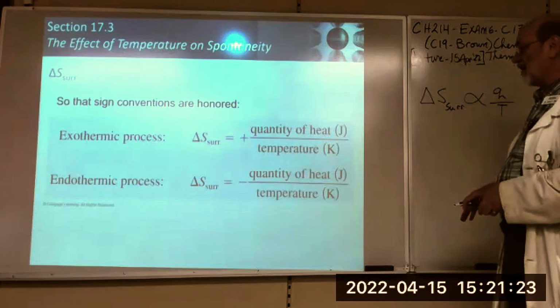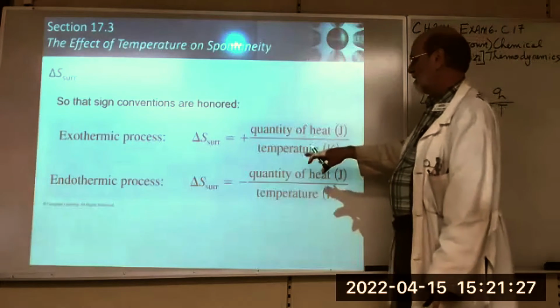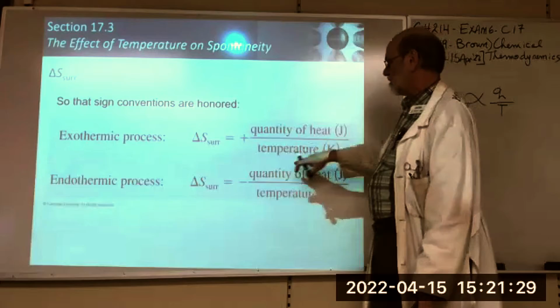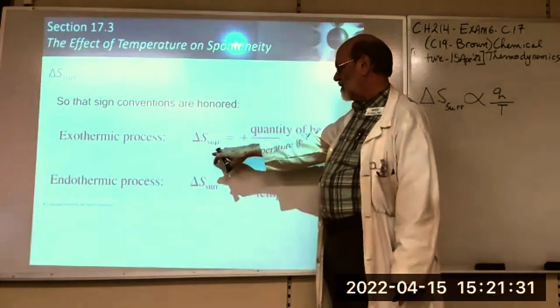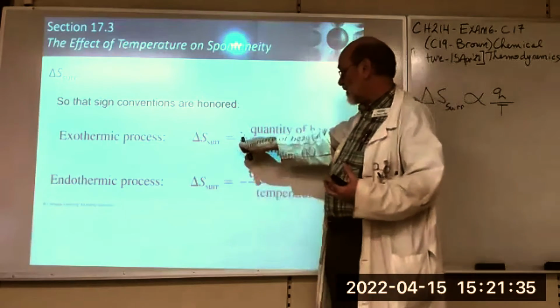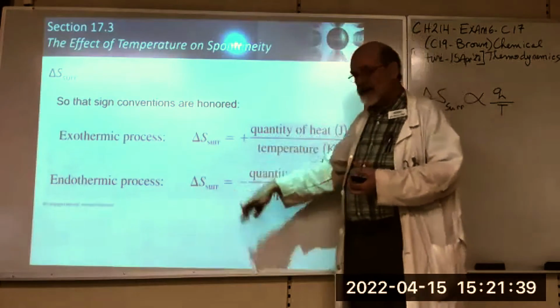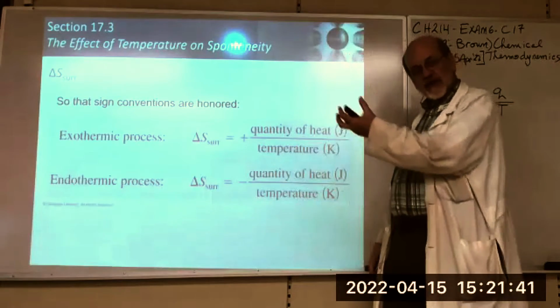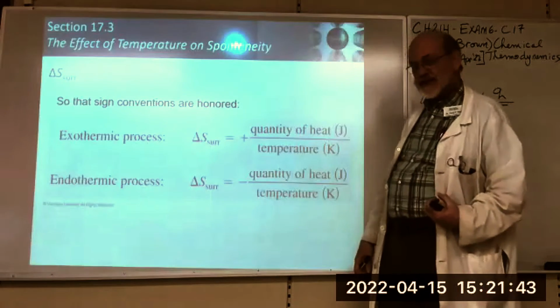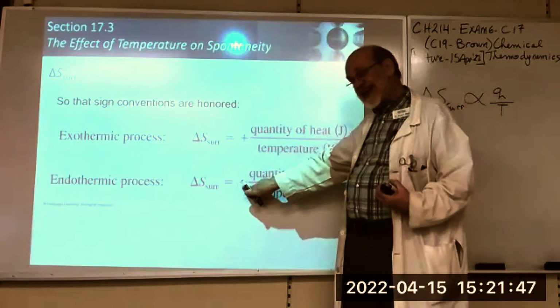And if we put a sign on it for exothermic processes, the surroundings are going to increase in entropy, so the sign should be positive. And if it's endothermic, energy is being drawn out of the surroundings into the system, so the delta S for the surroundings is going to be negative.